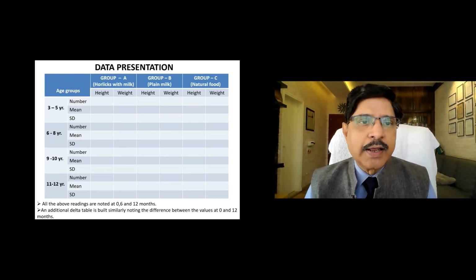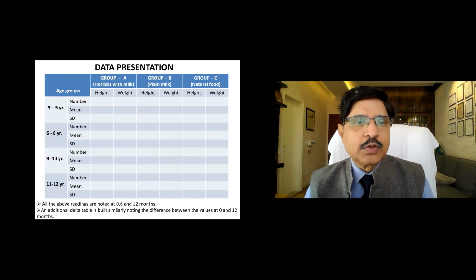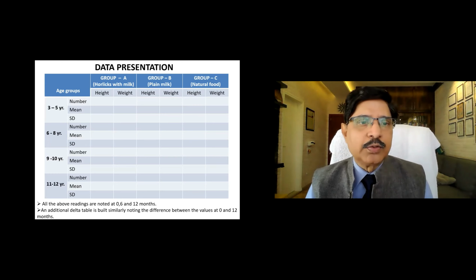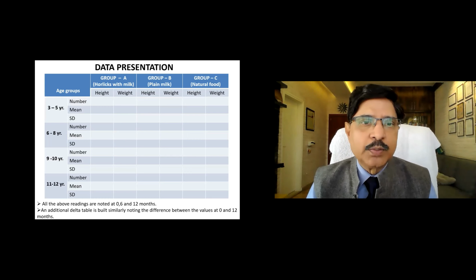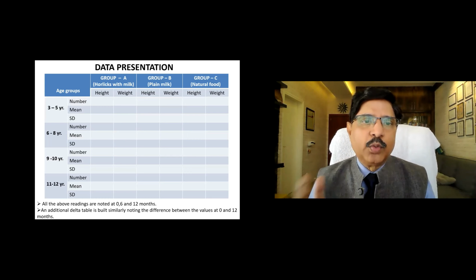For an individual child, if you want to record in the proforma, the same thing can be used. But this is an analysis or data presentation. So we are not using one child here. We are using 3 to 5. Let's say 50 children are there. That number we write as 50. What is the mean value? What is the standard deviation of the height and weight? Likewise for all the age groups, and likewise for group B and group C.